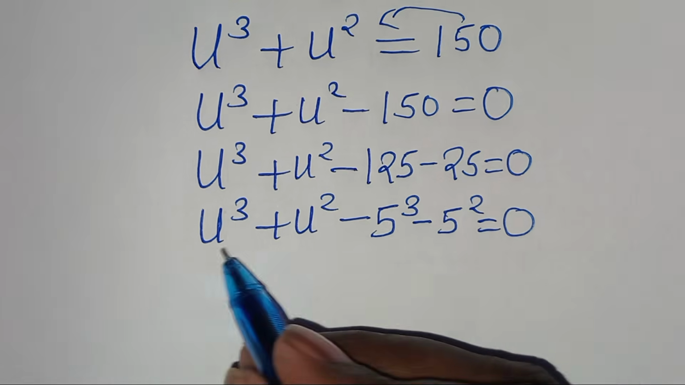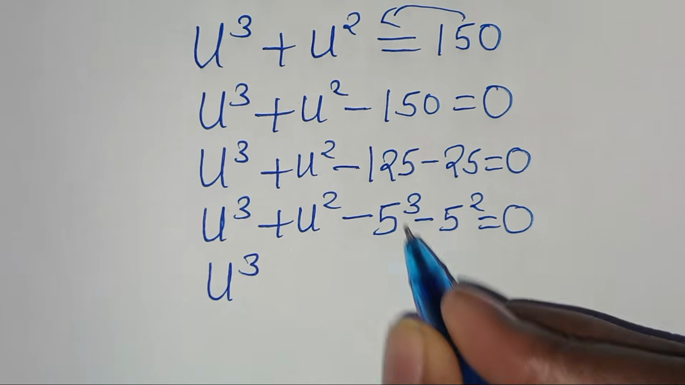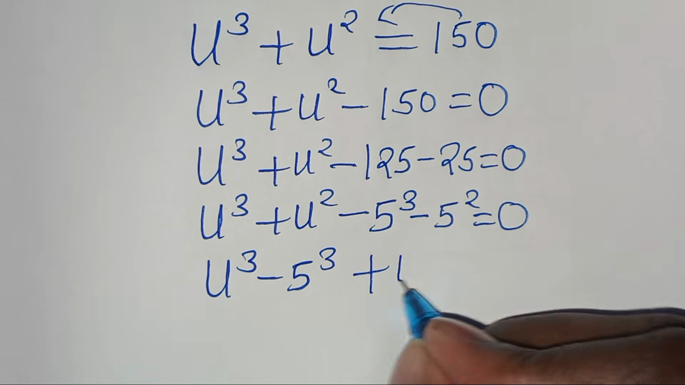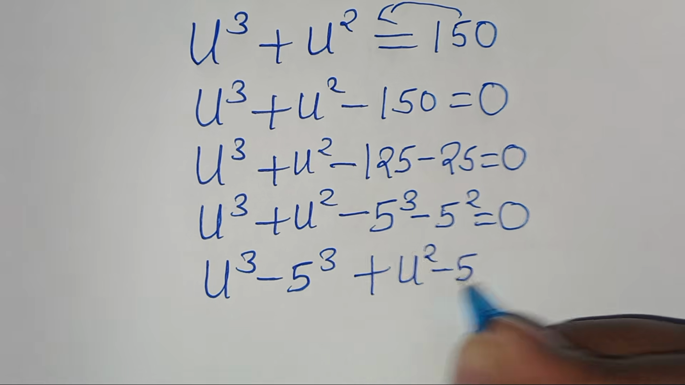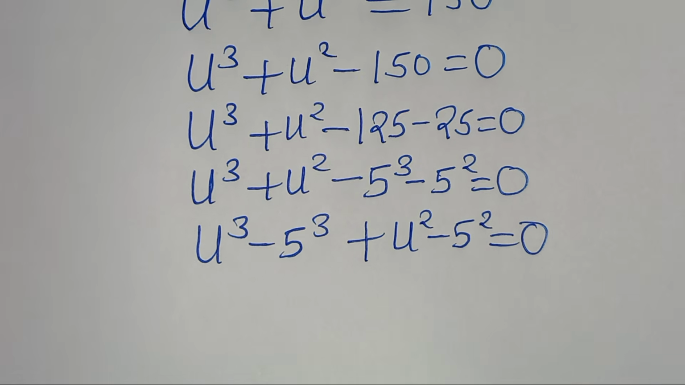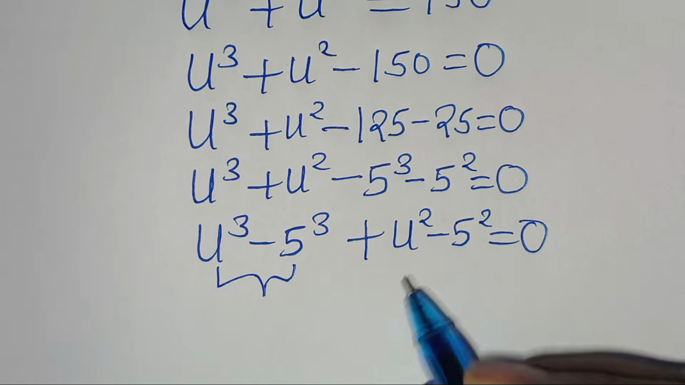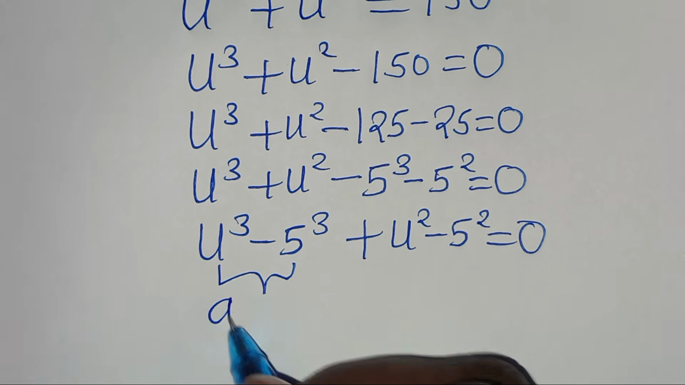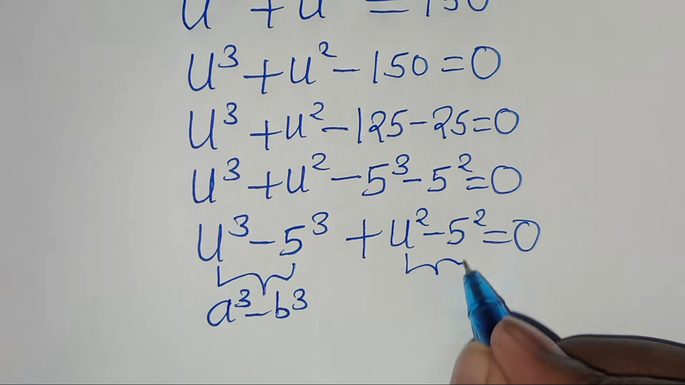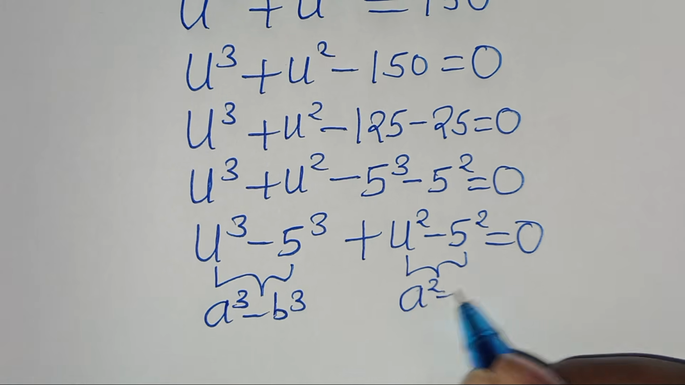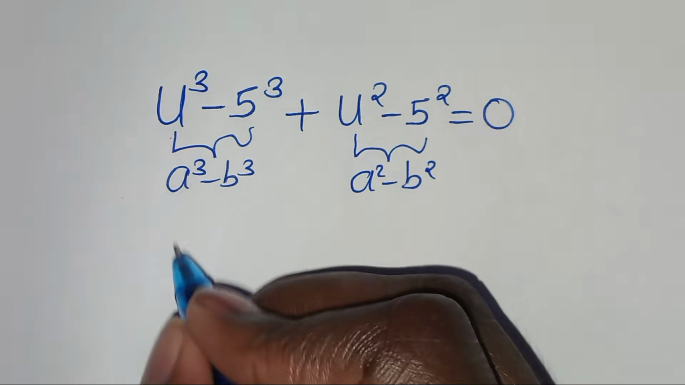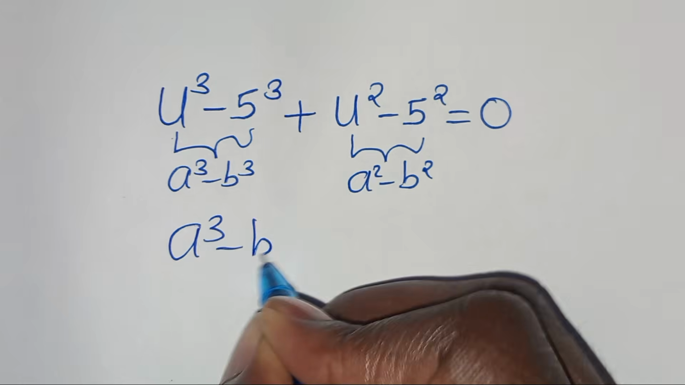The next step is that we have u to the power of 3 subtract 5 to the power of 3, then plus u to the power of 2 minus 5 to the power of 2. This is equal to 0. Now, we have got two parts here. This is actually the difference of two cubes expressed as a to the power of 3 minus b to the power of 3. And the second part here is the difference of two perfect squares expressed as a squared minus b squared.